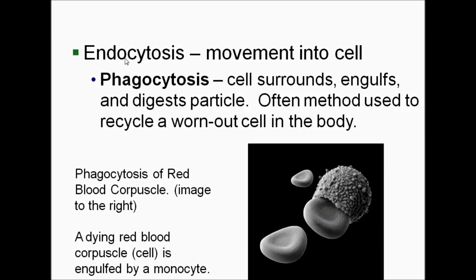Endocytosis, endo, to take into the cell. Endo means to take in, cytosis, cyto means cell. Phago, to eat the cell. So this is the sad end of a red blood corpuscle by a white blood cell, by a monocyte.